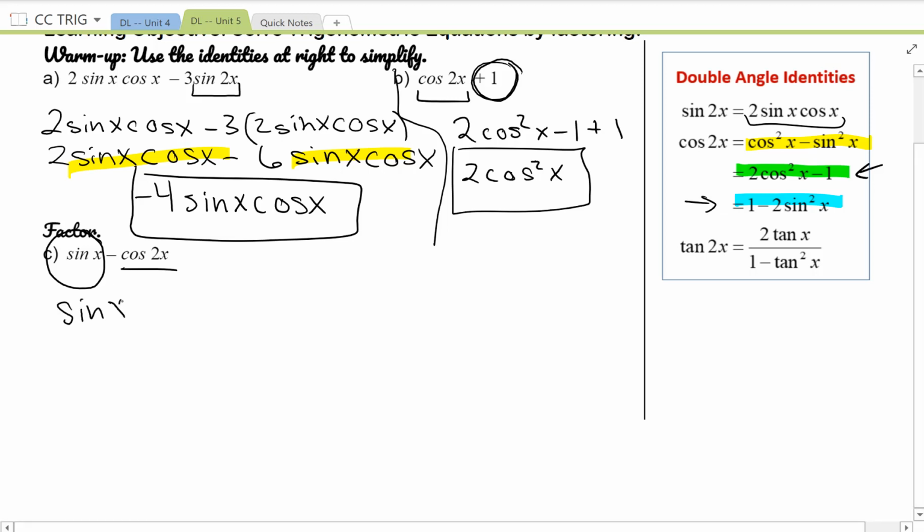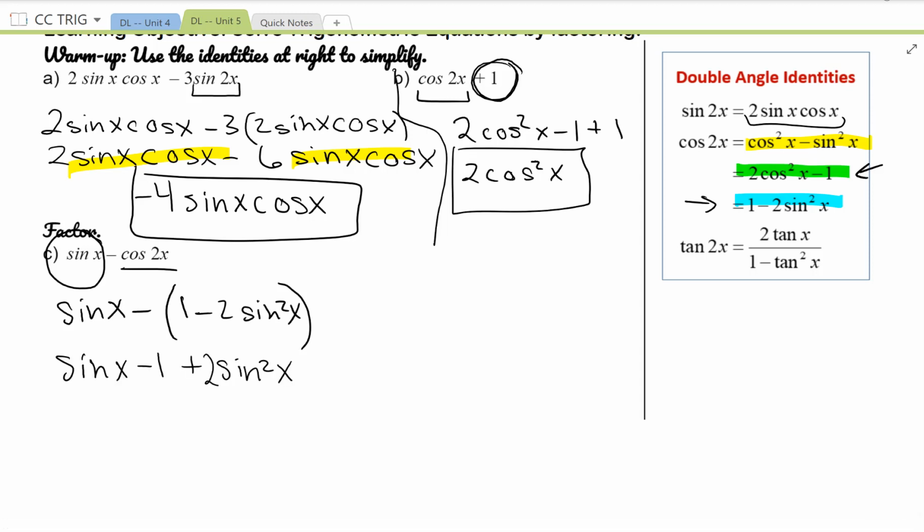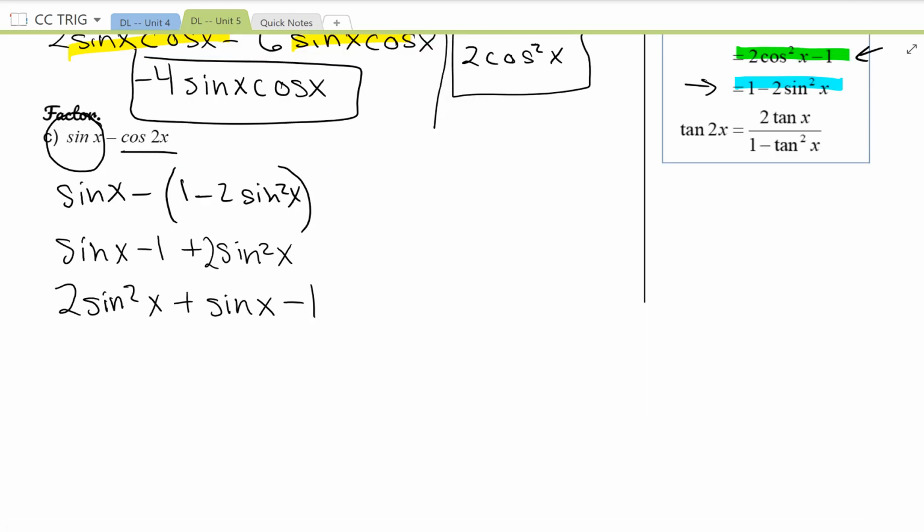So this would be sine x minus quantity, okay, whatever you replace, you have to distribute this negative. 1 minus 2 sine squared x. Go ahead and distribute right in descending order. Now this looks a little bit more like yesterday's where we were, this is in a quadratic form. So we're going to go ahead and factor now.